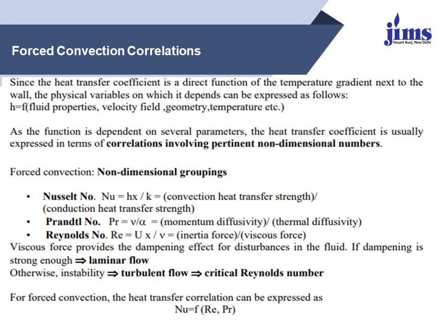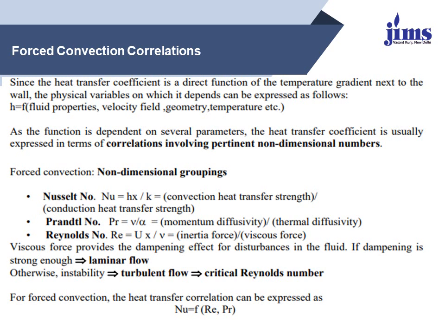Forced convection correlations. There are different types of formula which can be used in forced convection and free convection. So three dimensionless numbers are very important. The first one is Nusselt number, the second one is Prandtl number, and the third one is Reynolds number. On the basis of Reynolds number we can classify our fluid flow, that is laminar flow, turbulent flow, and the transition flow.